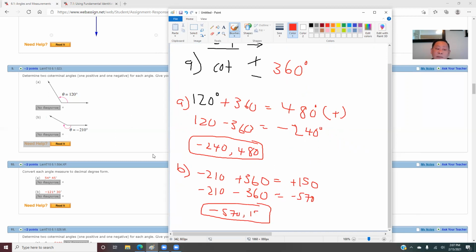So when you give me your answer for question 9, make sure one of these is a negative answer, one of them is positive, and they are not the same as the given one. Are you okay with number 9? Yes, I'm okay with number 9, I got it. So make sure you just add or subtract 360.